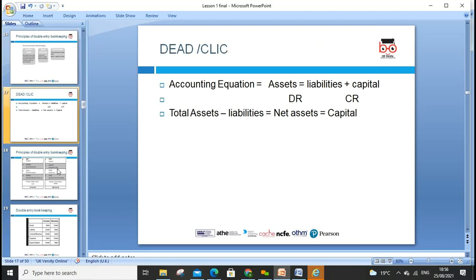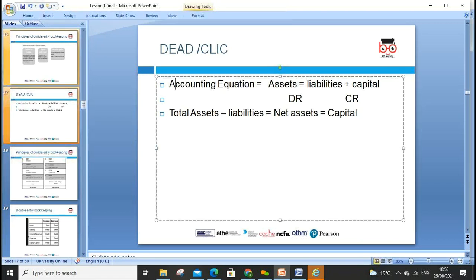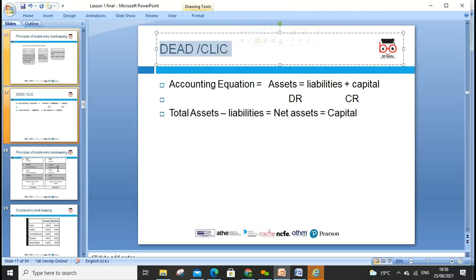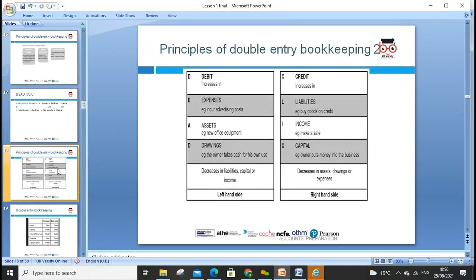Assets, when they increase, we do debit. To understand double entry bookkeeping, we have to remember the word DEAD CLIC. What is DEAD CLIC? What goes on the debit side is expenses, assets, and drawings. What goes on the credit side is liabilities, income, and capital. So DEAD CLIC. In my next slide, this one, debit and credit.